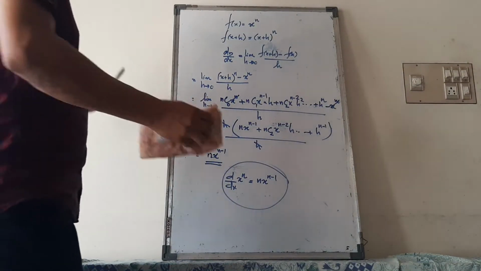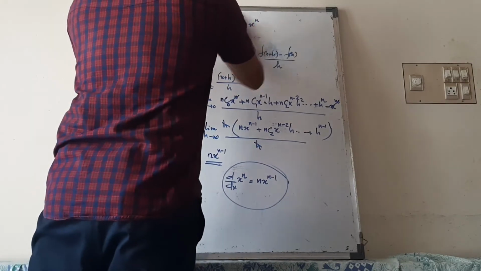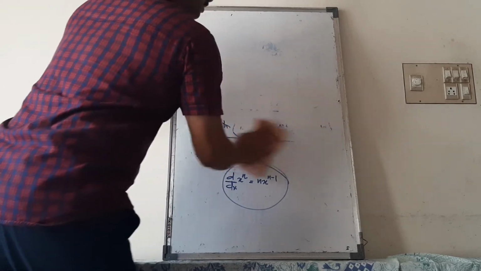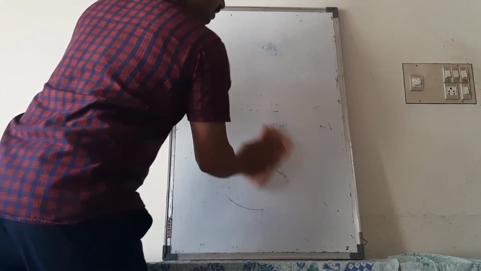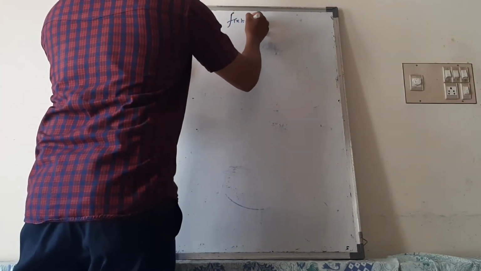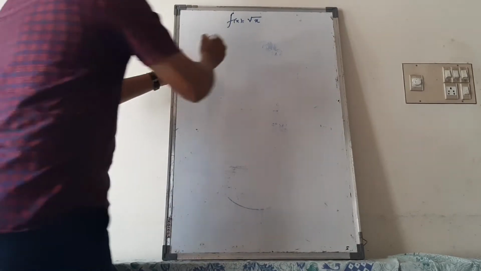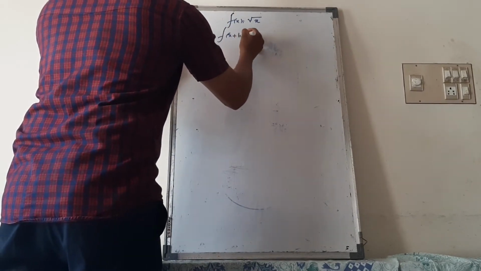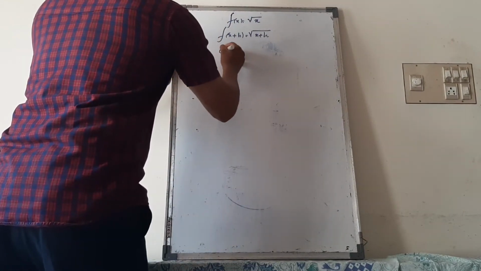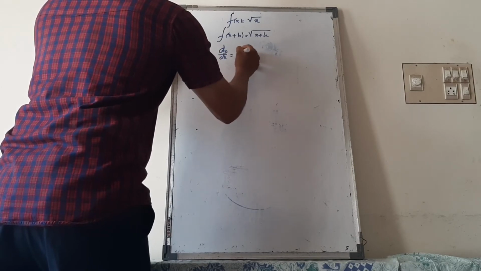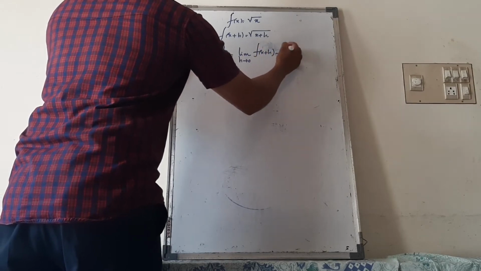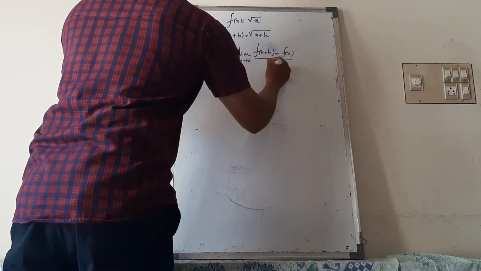Similarly, we have to find the derivative of some other functions. Now, we find the derivative of f of x is equal to root x, that is a radical function. F of x equal to root x. You know, f of x plus h, that means replace x by x plus h. Now use the formula dy by dx equal to limit h tends to 0 f of x plus h minus f of x the whole divided by h.